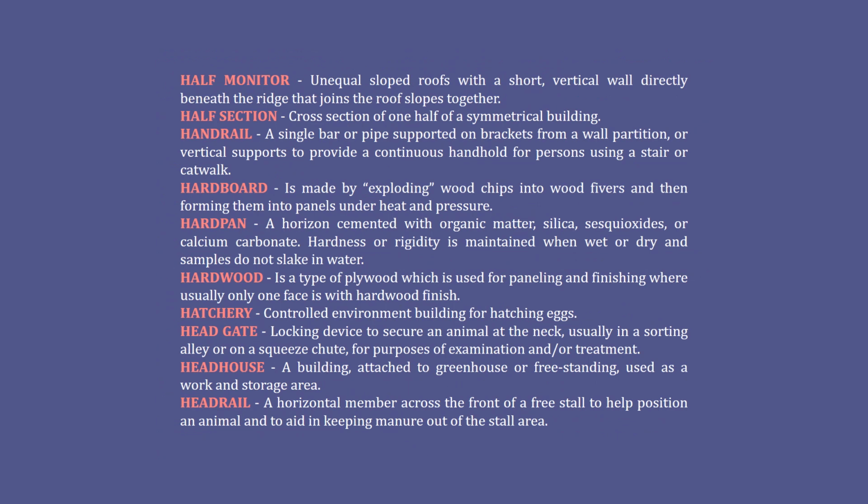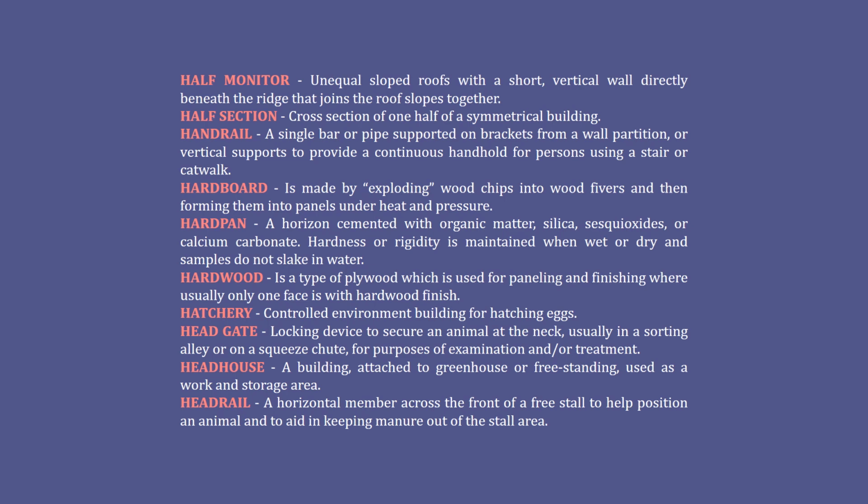Half monitor: unequal sloped roofs with a short, vertical wall directly beneath the ridge that joins the roof slopes together. Half section: cross-section of one half of a symmetrical building. Handrail: a single bar or pipe supported on brackets from a wall, partition, or vertical supports to provide a continuous handhold for persons using a stair or catwalk.